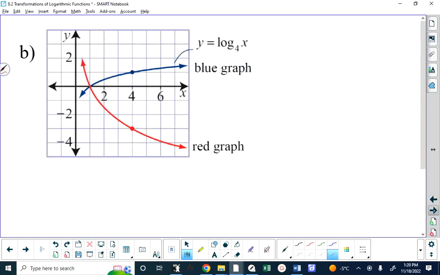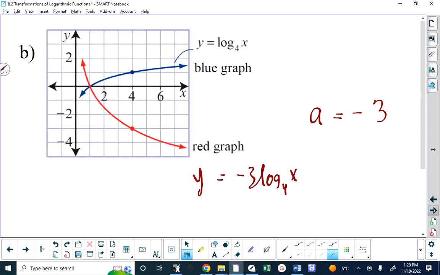What about this one? We want to go from log base 4 of x to this red graph. Well, there's a vertical reflection, so a must be negative, and that blue point is 1 above the x-axis. When we reflect it and look at where it lands, it's 3 below. So it must be stretched by a factor of 3, which means the new function is y equals negative 3 log base 4 of x.